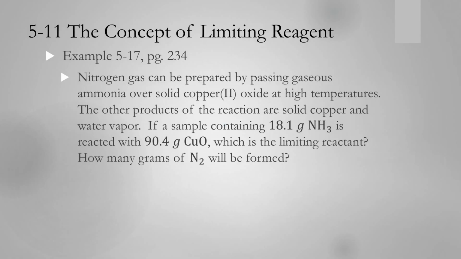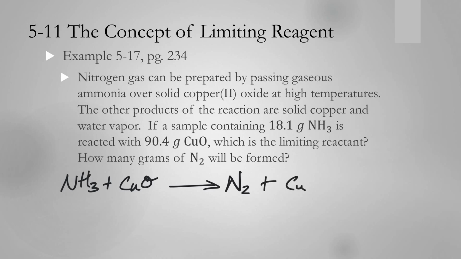Example 5.17 on page 234. Nitrogen gas can be prepared by passing gaseous ammonia over solid copper(II) oxide at high temperatures. So we're going to make nitrogen gas by passing ammonia over copper(II) oxide, which would be CuO, at high temperatures. The other products of the reaction are solid copper and water vapor. All right, so there's our skeleton equation.